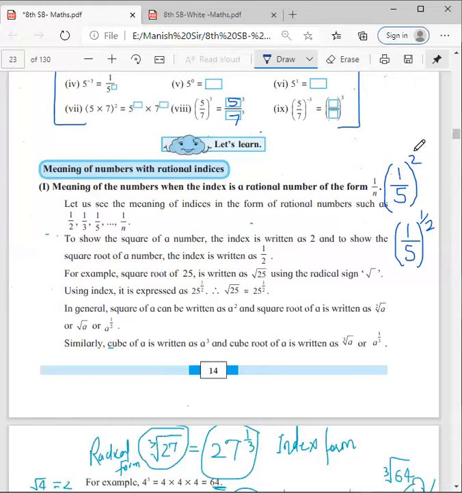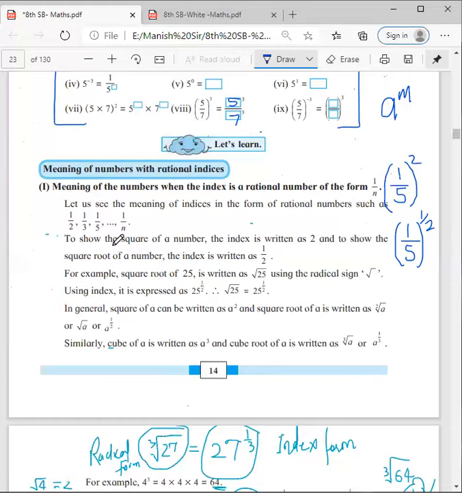What are we calling this one? This is the base, and this one is the index. Whenever we write a raised to m, m is your index and a is your base. In a similar manner, 1 upon 5 becomes your base and 2 becomes your index. So you can all understand what they have written.